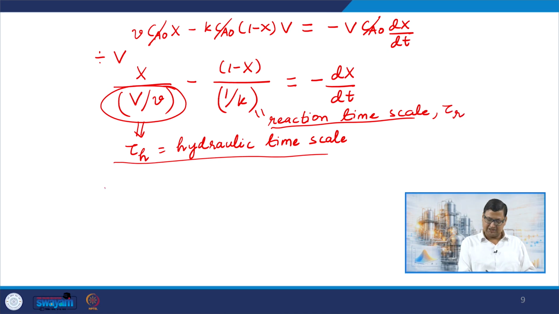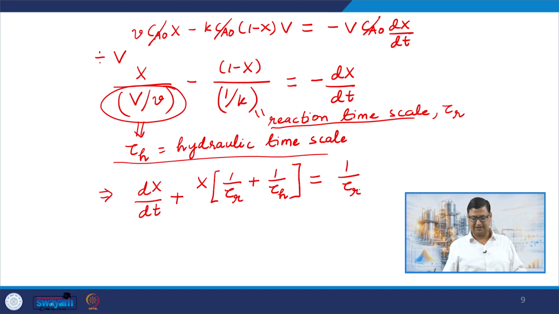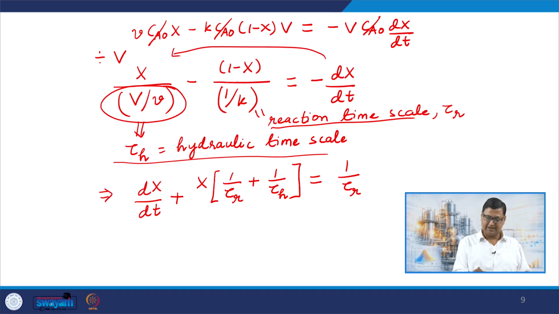So now by some rearrangement, we can get something like this: dx/dt plus x, and then we will have a term 1 over tau_r plus 1 over tau_h on the left hand side, and this will be equal to 1 over tau_r on the right hand side. So basically, we have moved dx/dt on this side, and collected the terms containing x on the left hand side. Now we can notice that this is a linear differential equation of first order.